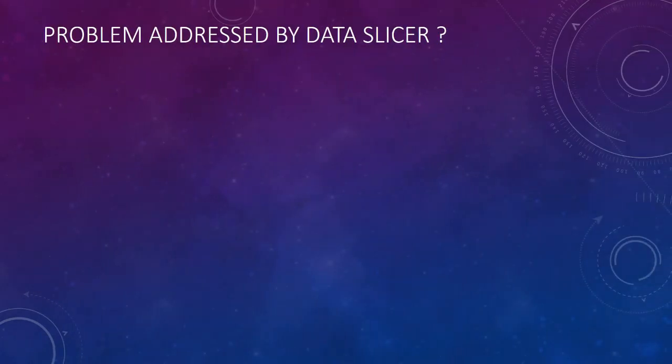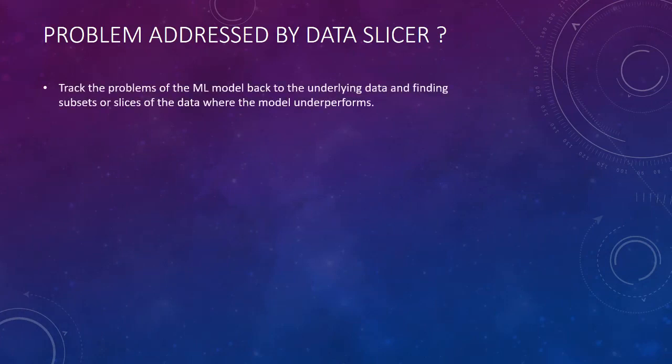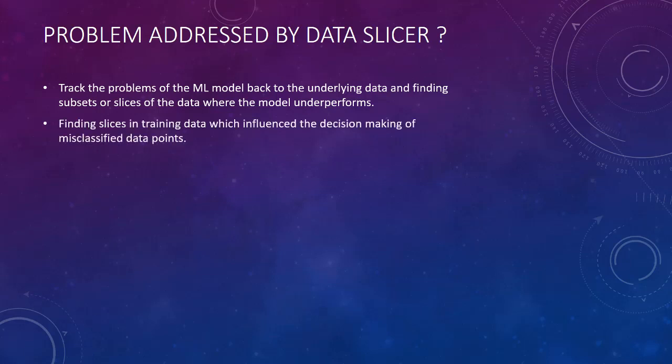Problems addressed by Data Slicer: tracking the problem of ML models back to the underlying data and finding subsets or slices of data where the model underperforms. Finding slices in the training data which influence the decision making of misclassified data points. Automating the process of defining and evaluating through all possible slices.